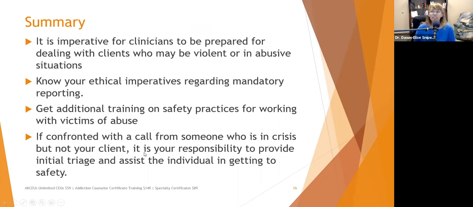It's imperative for clinicians to be prepared for dealing with clients who may be violent or in abusive situations. Know your ethical imperatives regarding mandatory reporting and get additional training on safety practices for working with victims of abuse. If confronted with a call from someone who's in crisis but not your client, it is your responsibility to provide initial triage and assist the individual in getting to safety or staying safe.